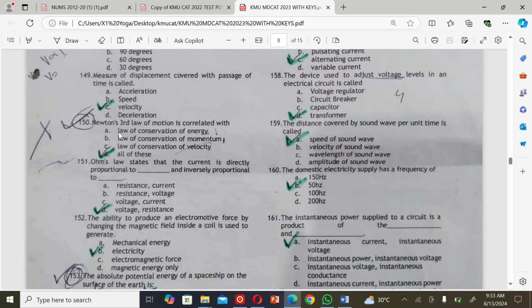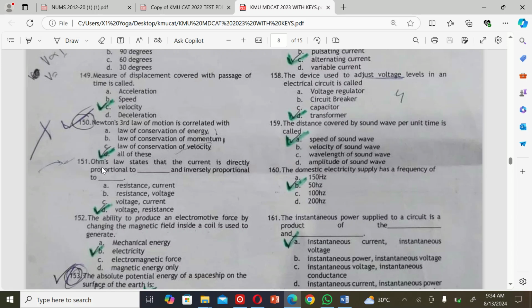The next MCQ is: Newton's third law of motion is correlated with A, law of conservation of energy; B, law of conservation of momentum; C, law of conservation of velocity; and D, all of these. So the correct option is D, all of these.